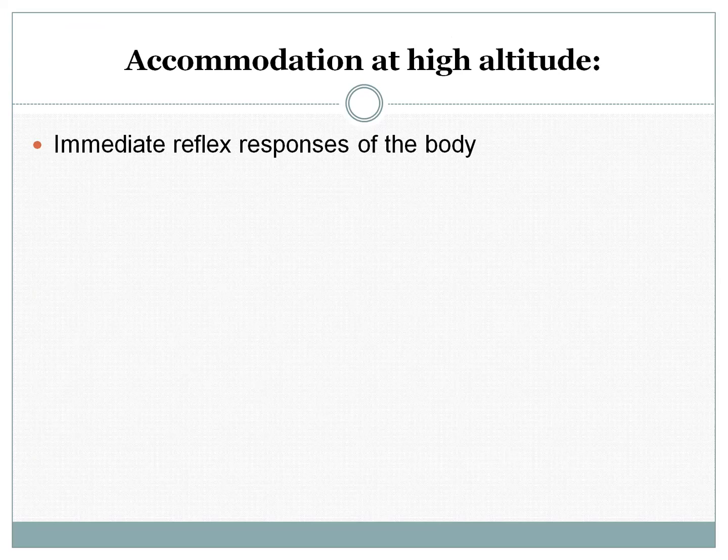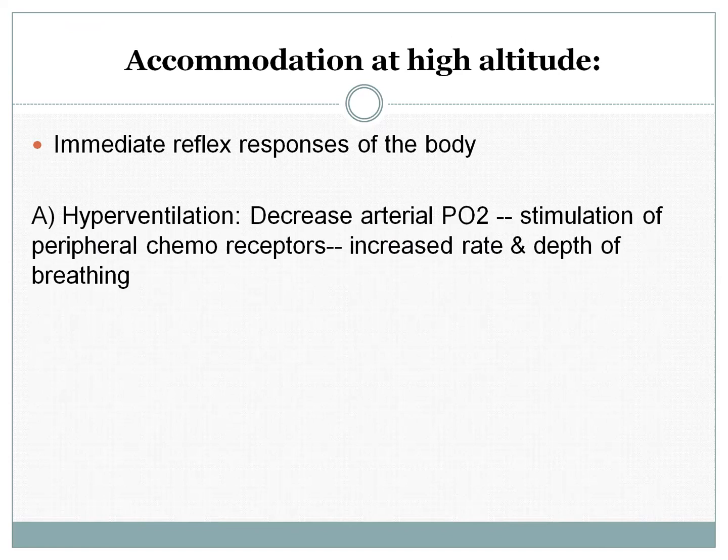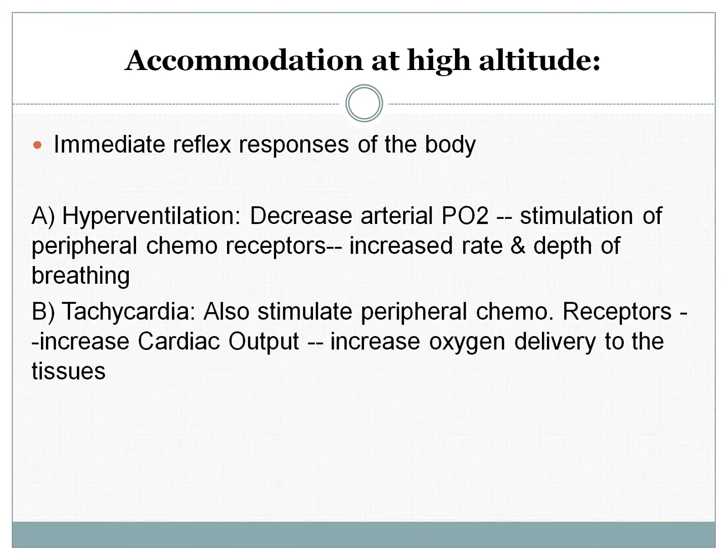Now, there will be an immediate reflex response of the body, and this is hyperventilation. As there is a decrease in the arterial partial pressure of oxygen, stimulation of peripheral chemoreceptors will occur, and that will increase the rate and depth of breathing, and that results in hyperventilation. So this is the first immediate reflex response. Then there will be tachycardia. These peripheral chemoreceptors will also increase the cardiac output, and then they will increase the oxygen delivery to the tissues. So the peripheral chemoreceptors also cause tachycardia.